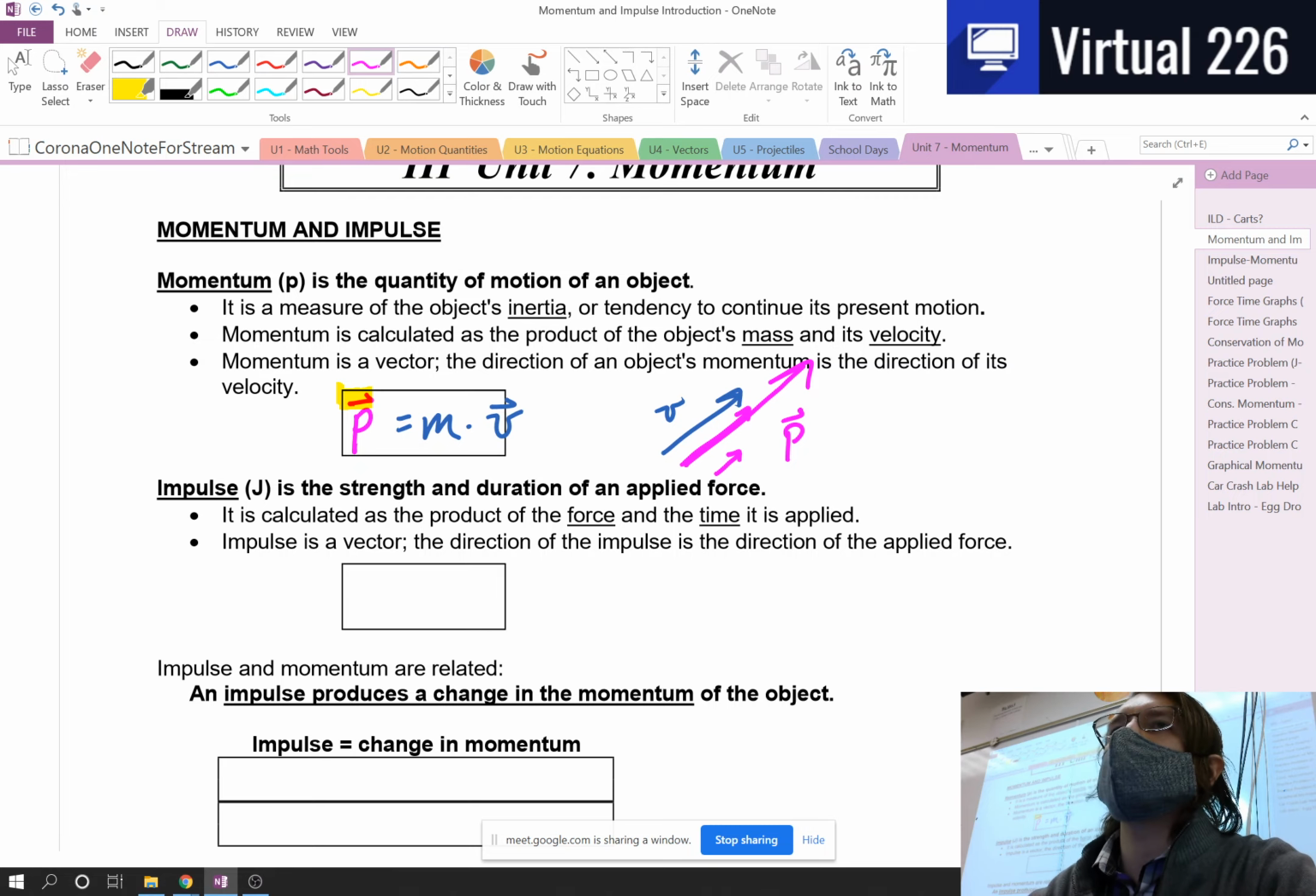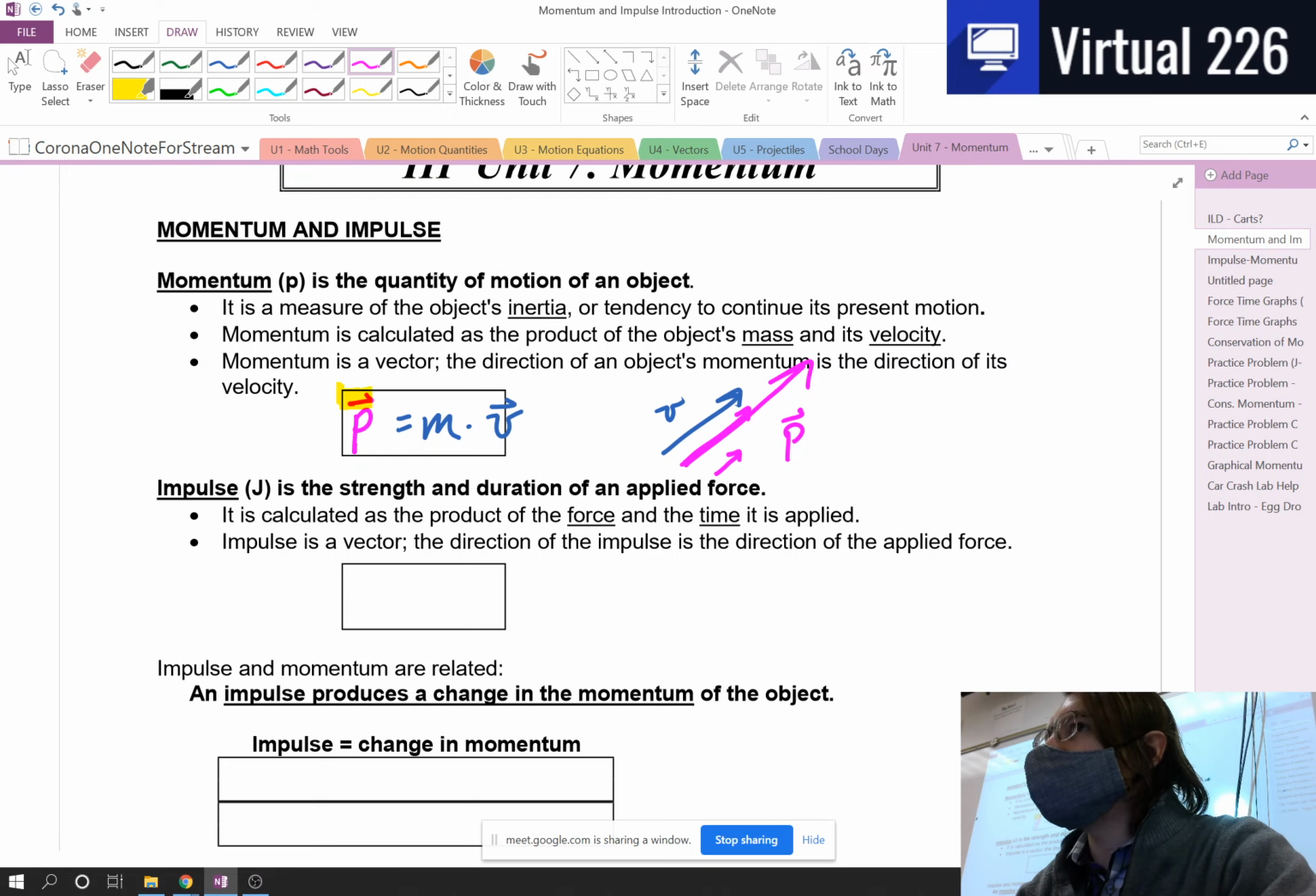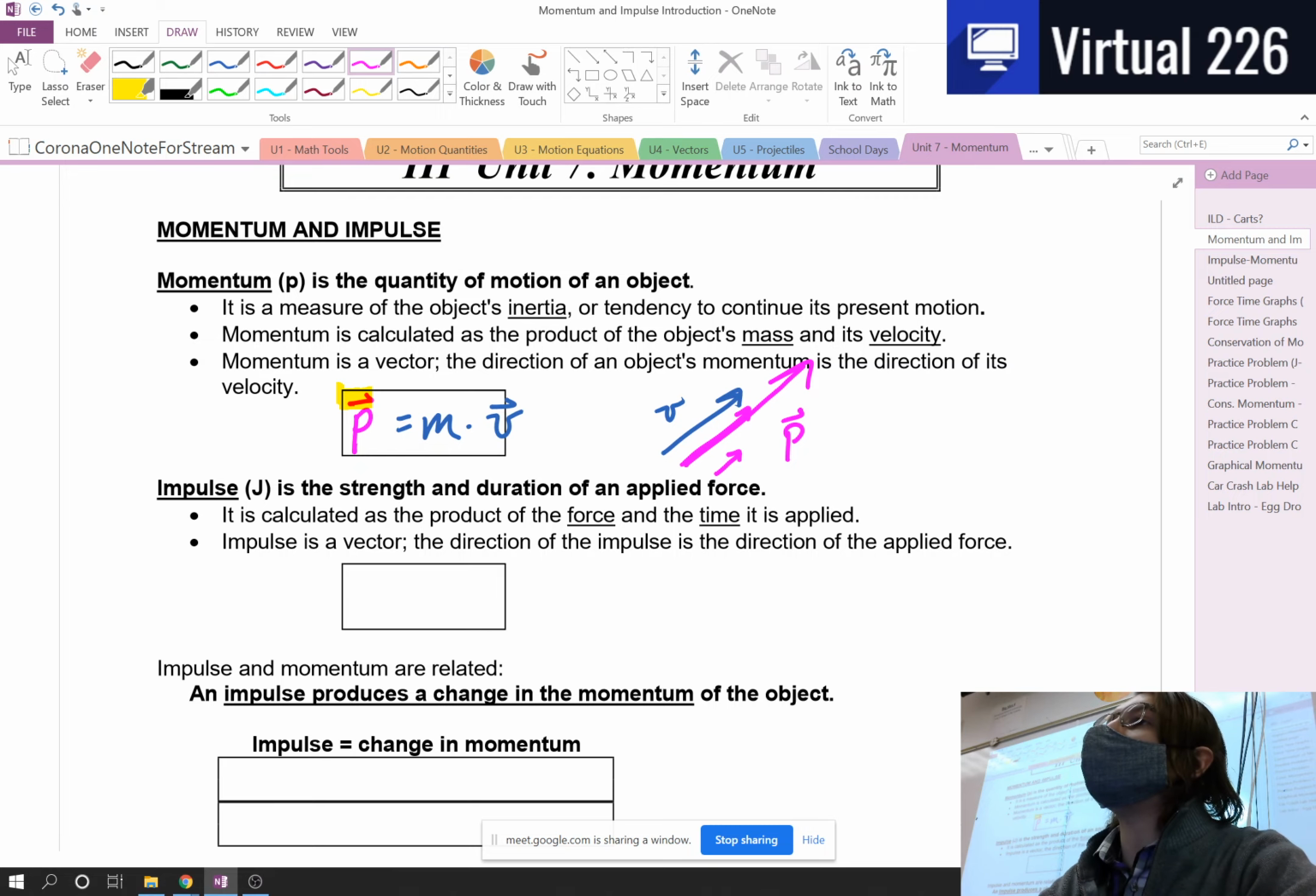Or if you've ever played a sport like baseball, tennis, golf, one of the things they tell you is to follow through with your swing. And there's a very important reason for this. Not only when you swing are you applying a force on an object, but when you follow through with your swing, you're applying that force on the object for a longer period of time. If I push someone longer, then I can get them to move faster.